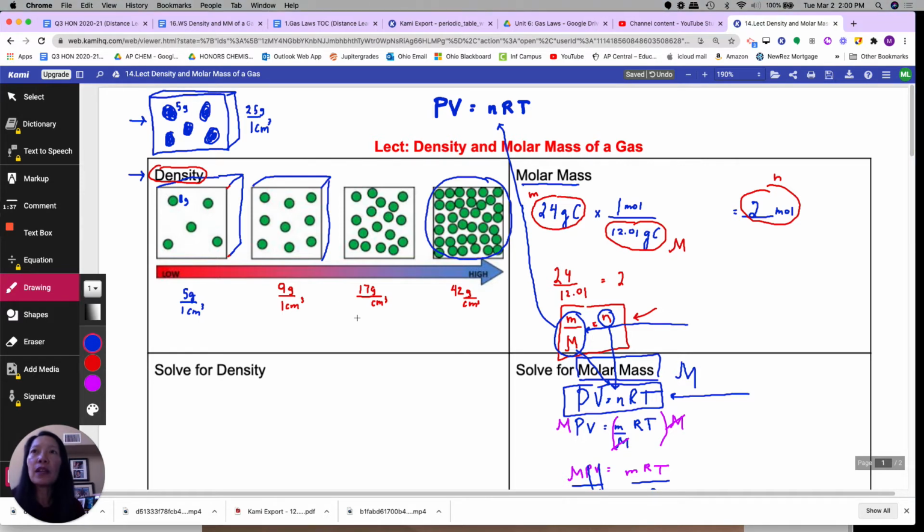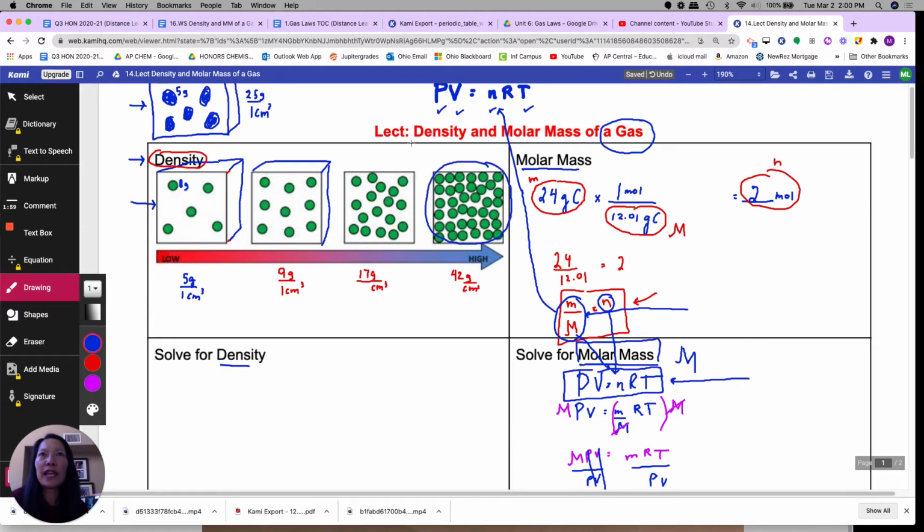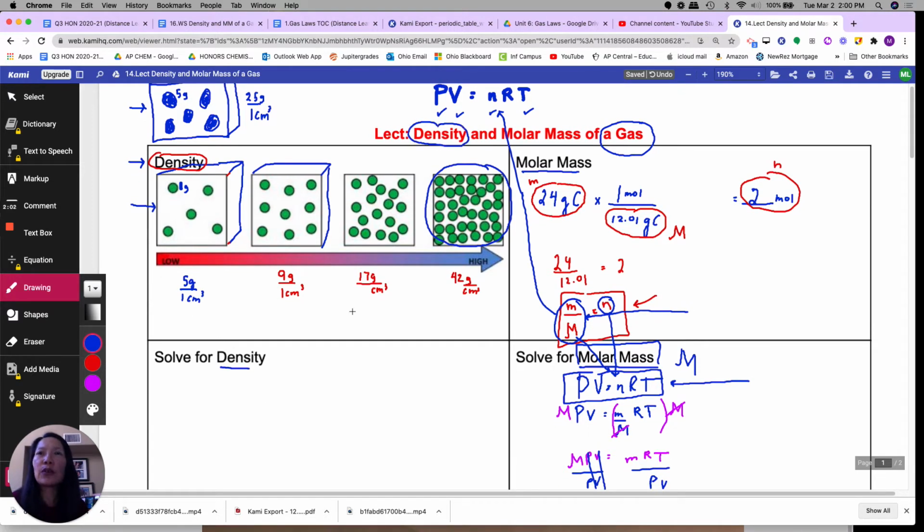Okay? So we're going to find the density of a gas. So imagine something that looks like this. Remember, the density of a gas is going to be based on the variables pressure, volume, moles, and temperature. So to use this formula, we have to solve for density. First, we have to know the formula for density. Density is equal to the mass in grams over the volume in centimeter cubed. Okay? So this is the formula for density.